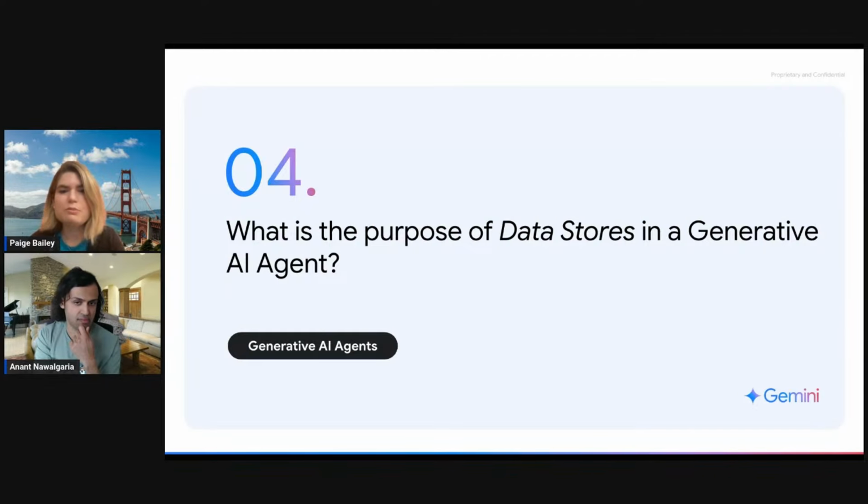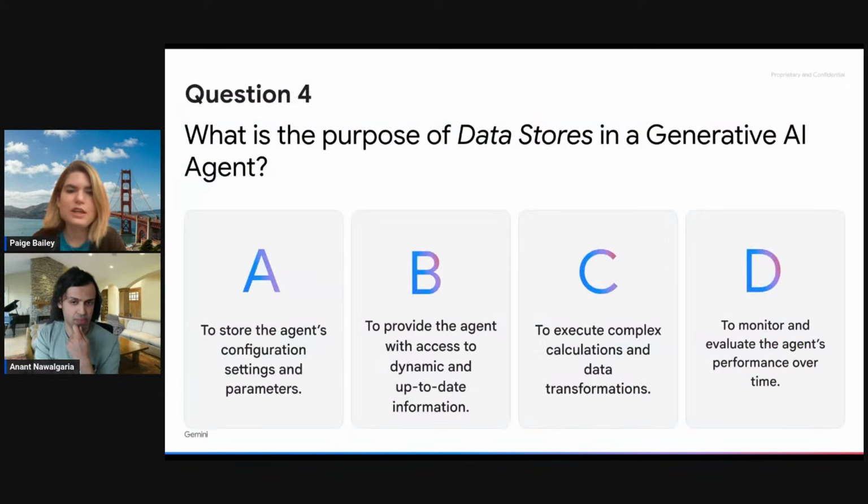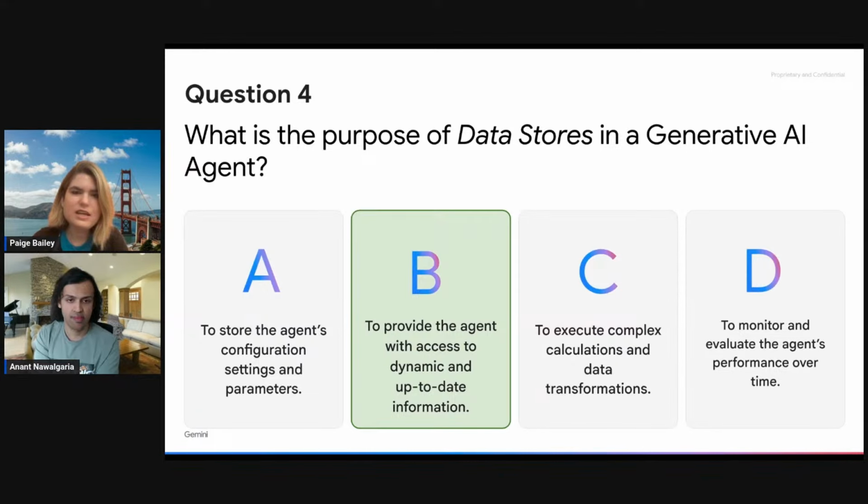Question number 4, what is the purpose of data stores in a generative AI agent? Is it A, to store the agent's configuration settings and parameters? Is it B, to provide the agent with access to dynamic and up-to-date information? Is it C, to execute complex calculations and data transformations? Or is it D, to monitor and evaluate the agent's performance over time? Counting down 5, 4, 3, 2, 1. It is B, to provide the agent with access to dynamic and up-to-date information.